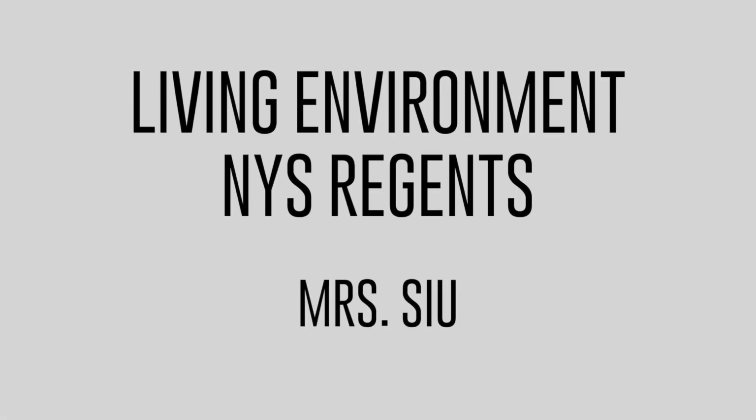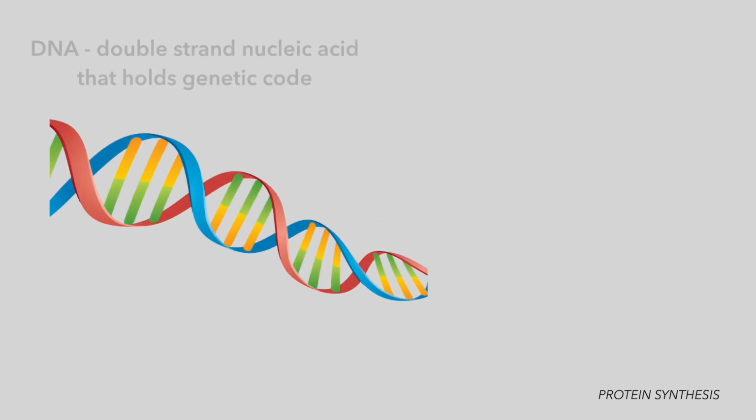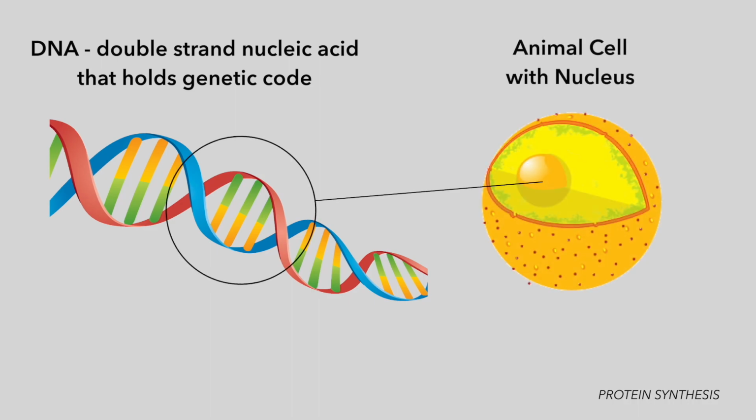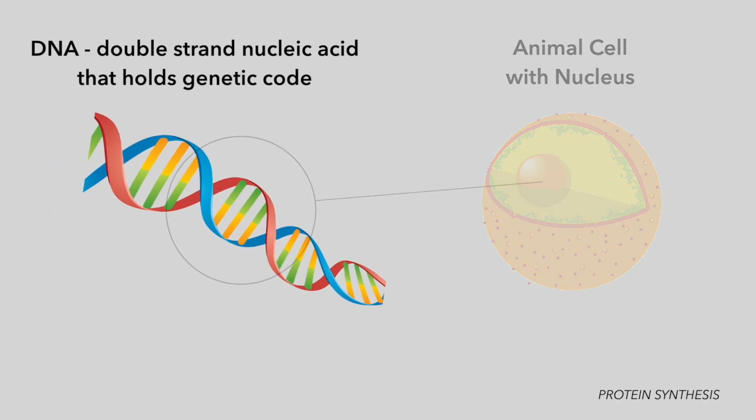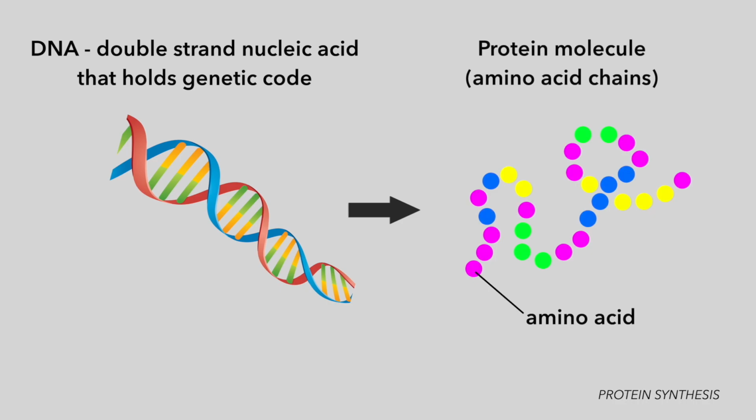In this video, we will discuss how proteins are made using DNA. DNA is a double-strand nucleic acid that holds the genetic code for every living organism. DNA is located inside of the nucleus, and it does not leave the nucleus. You need the information from the DNA to make the proteins. This is what your cells use to function properly.